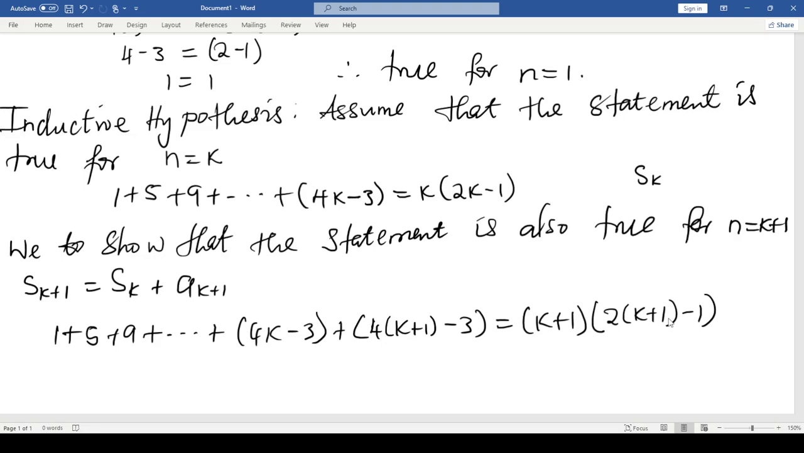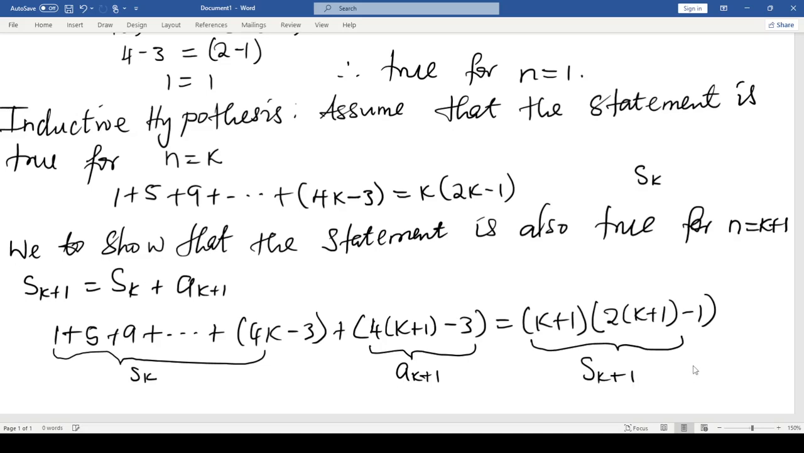Okay, so basically when you look at these expressions that we have there, you are going to notice one thing, that starting from the first term that we have here all the way up to the k term this side here, this gives us the sk, which is the right hand side of the second step that we have this side. So then this term that we have here, this is the new term that we've added to the already existing terms that we have there, which is the ak plus 1 term. Then the expression that we have on the right hand side this side, this is our sk plus 1 term like this.